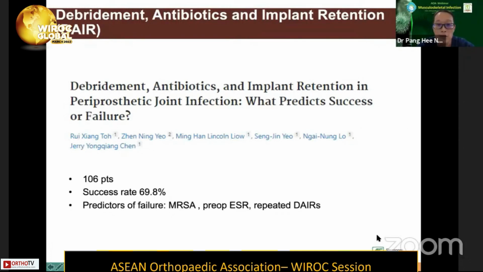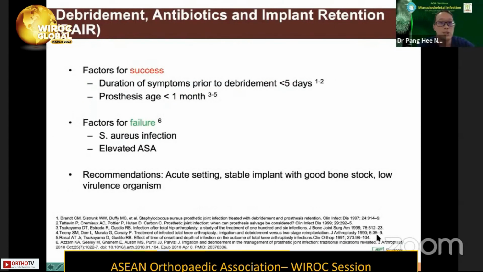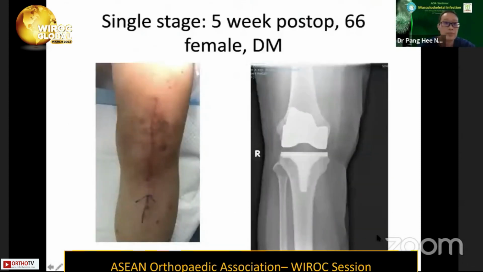So if you have failed one DAR, implant retention is not advisable for you to repeat another one, because you're just delaying the inevitable 2-stage operation, and you are allowing the biofilm to form even more. So the factors for success for DAIR would be short duration of symptoms. All right. Factors for failure will be Staph aureus infection, patients with poor ASA.